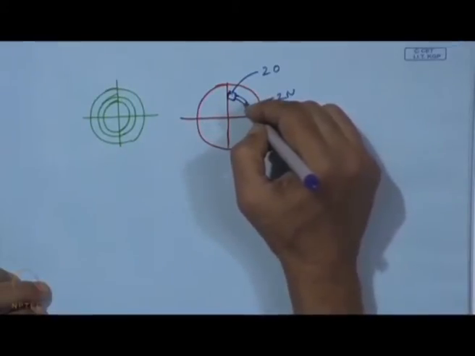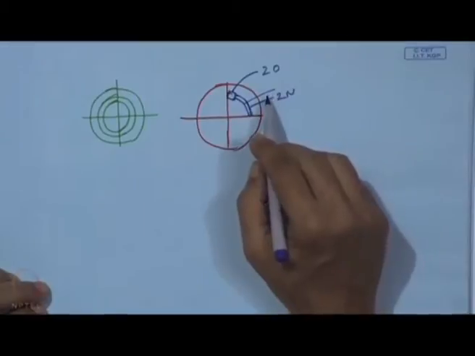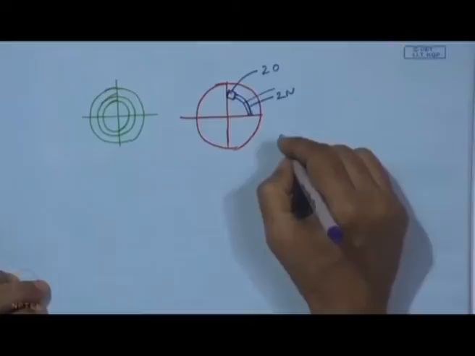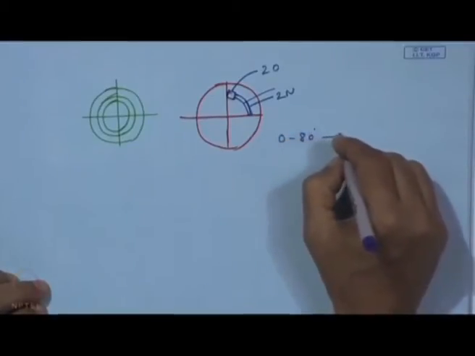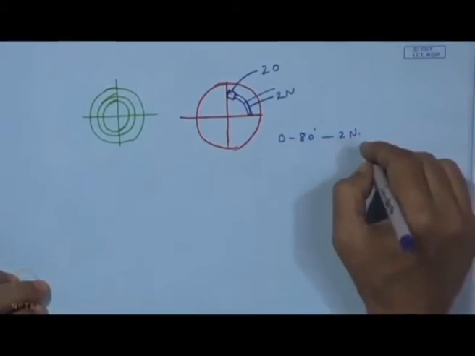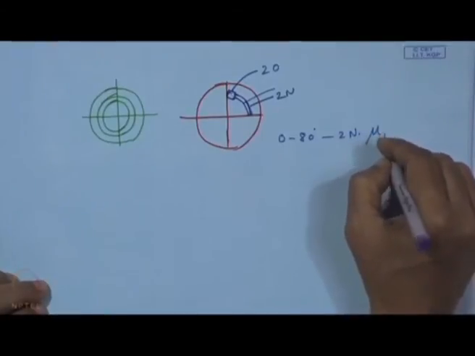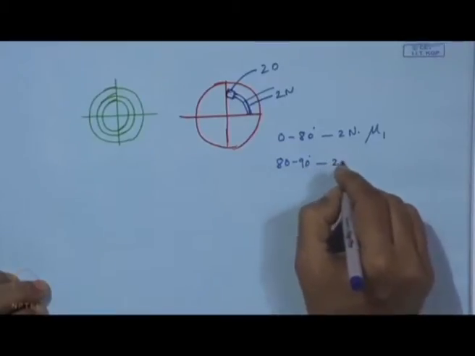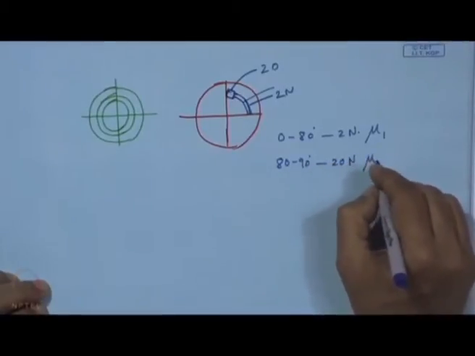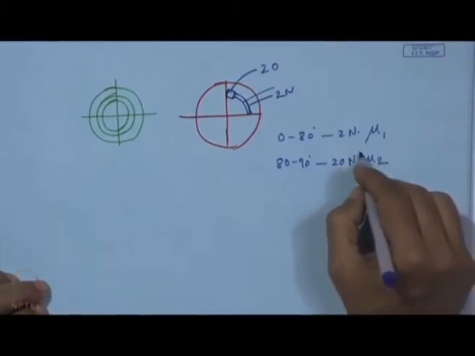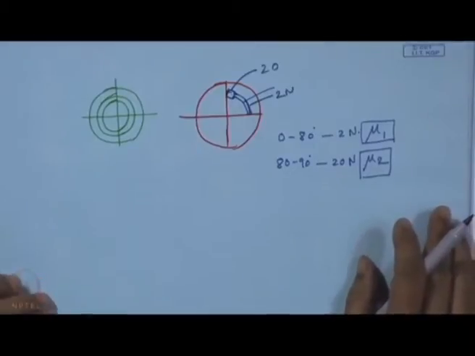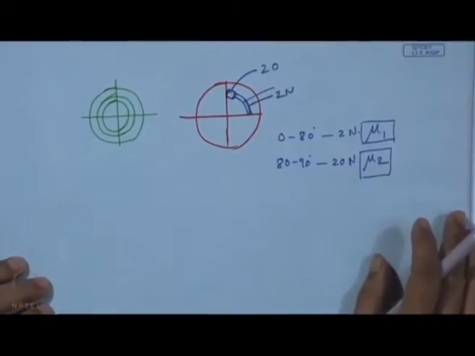and also the coefficient of friction should be measured. For 2 Newton, that means for 0 to 80 degree it is for 2 Newton normal force, and we have a friction value mu 1, and from 80 to 90 degrees this is going to be 20 Newton, and for that we have a friction coefficient that is mu 2, and the instrument should have proper electronics hardware to capture those signals.